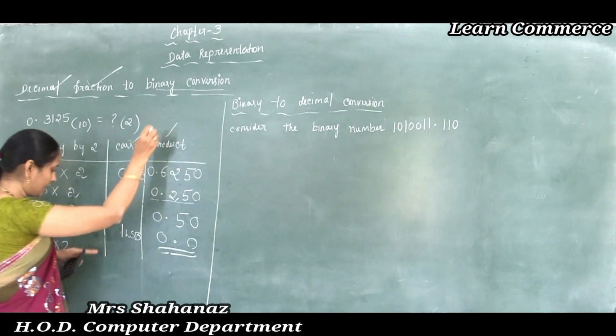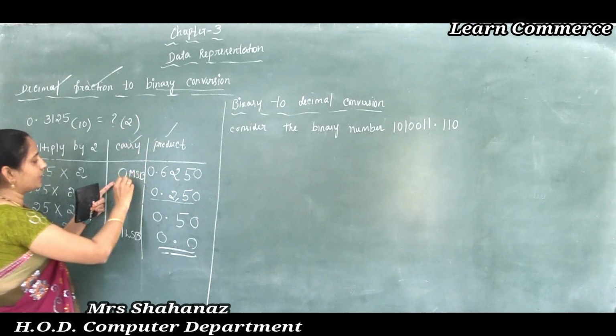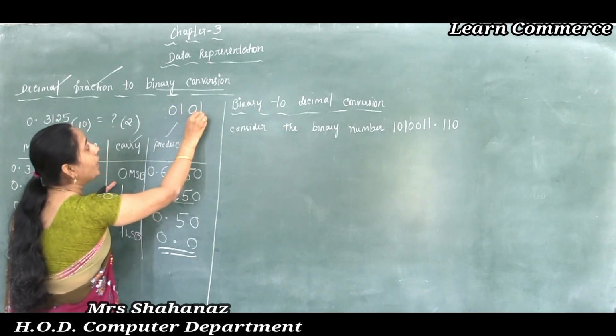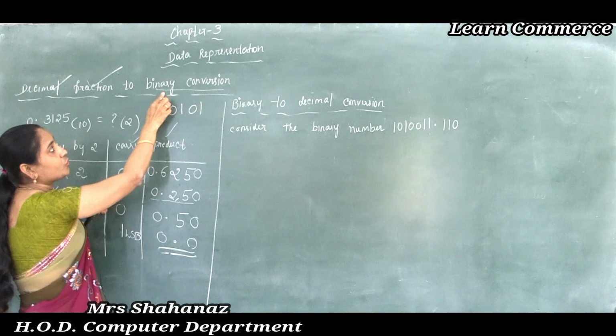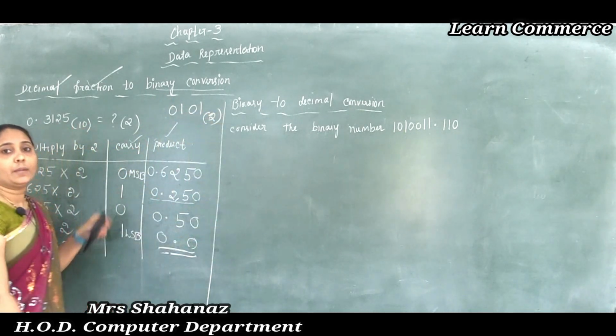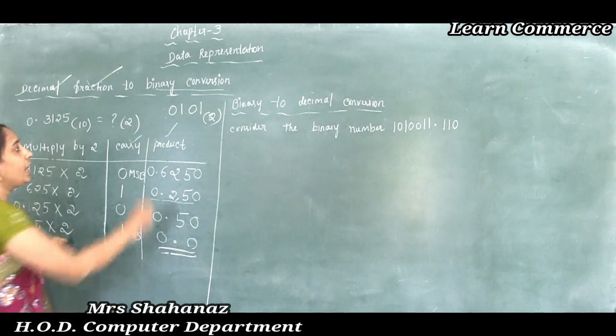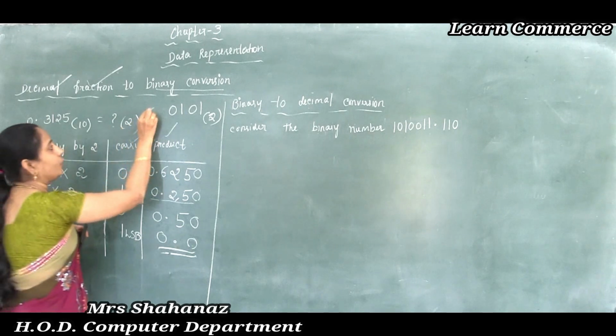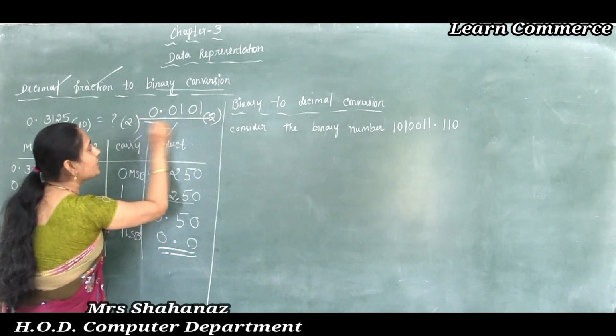Here we can say that the result is 0 1 0 1. Correct no? 0 1 0 1, and we are converting to binary. So we need to write the base value of binary. And as decimal fraction is there, we need to write the value as a decimal fraction. So this is the answer.